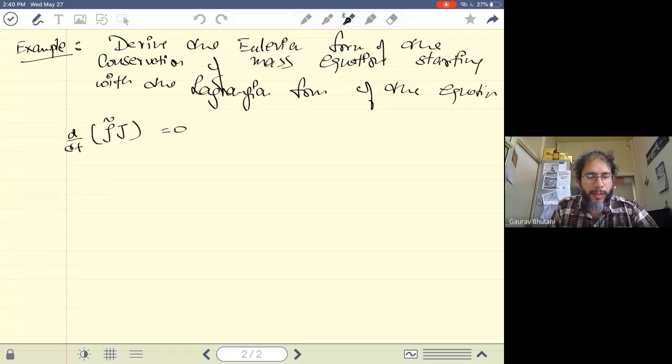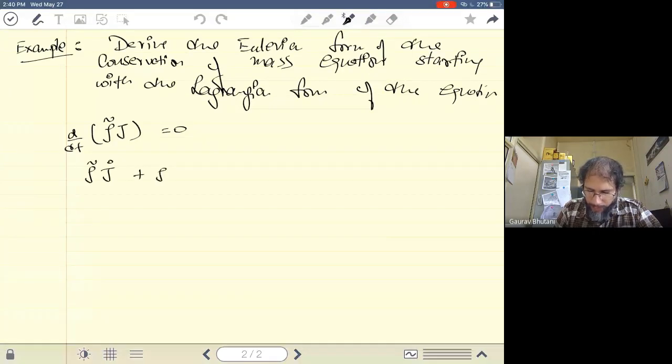It's very straightforward. We simply use the product rule here. So we can write this as rho tilde J dot plus rho tilde dot times J. The dot on the top simply means the material derivative of that quantity, and this is 0. So we have simply applied the product rule on the left hand side.